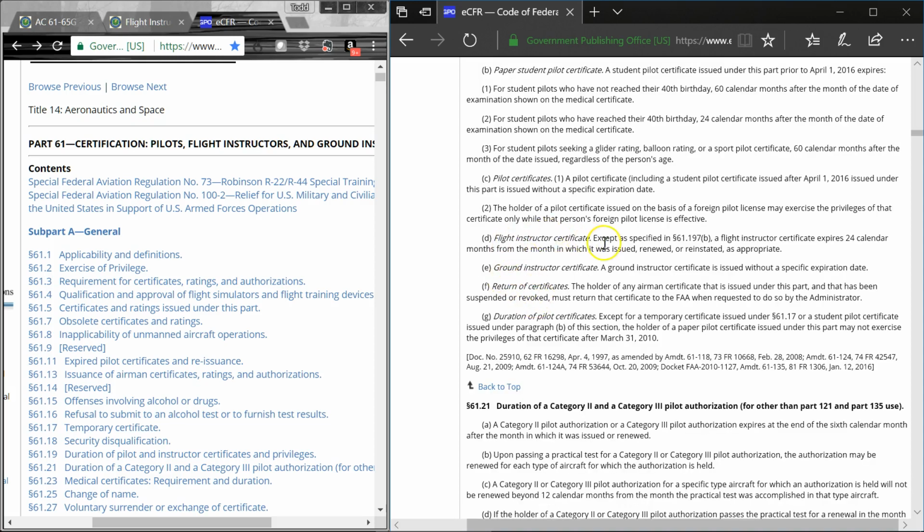Flight instructor certificates are good for 24 months and must be renewed every 24 months. They are a totally different piece of plastic from your pilot certificate. I've had people tell me, yeah, I got my flight instructor certificate in. What should I do with my commercial pilot certificate? I'm like, well, you need to keep it because you can't operate as a flight instructor unless you have your commercial pilot certificate. So don't trash your commercial pilot certificate when you get your flight instructor certificate in, because they're two separate pieces of plastic.